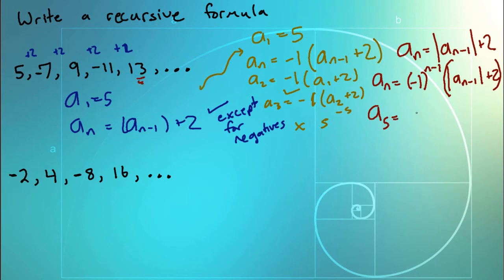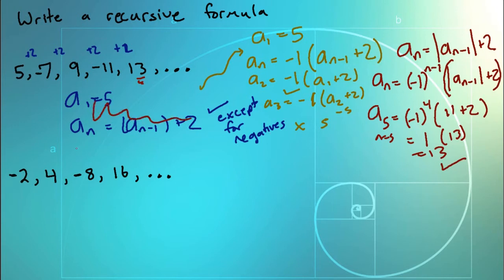So that's going to be negative 1. Now if n is 5, that means n minus 1 is 4, or this number's 4 right here. The absolute value of the previous term, so the absolute value of negative 11 is 11, plus 2 is 13. Now what's negative 1 to the 4th? Well, that's 1. So I get 13. So that checks out.